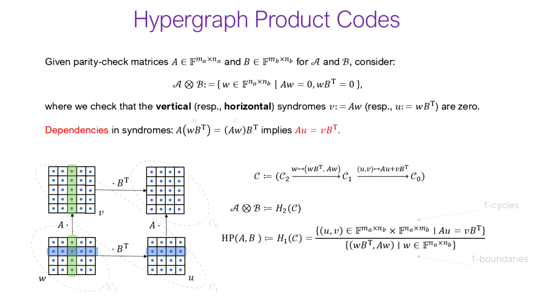It turns out that this chain complex that contains 3 terms defines 2 codes. The first code, which corresponds to the second homology, is exactly this tensor product code. But if we consider the first homology, then we define what is usually called the hypergraph product code. Here you can see the definition of boundaries and cycles. This is just these conditions.